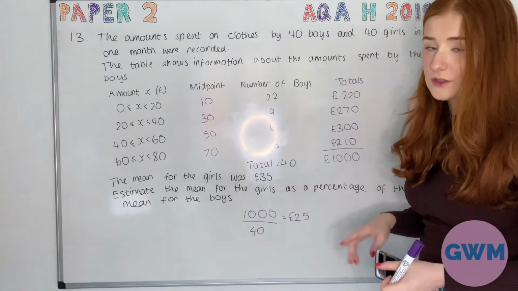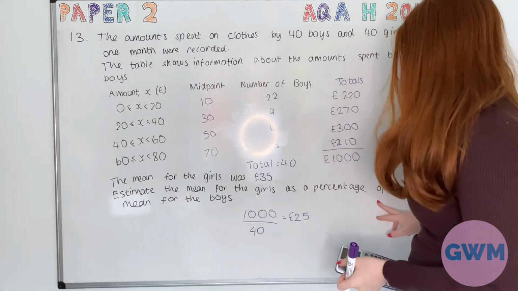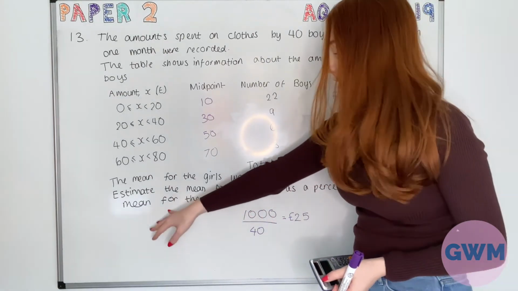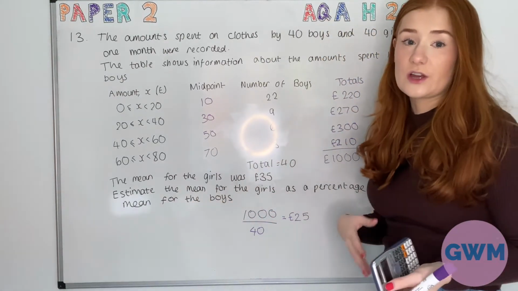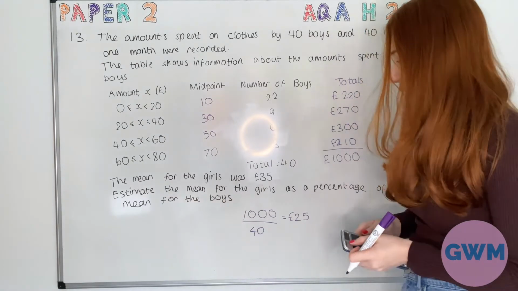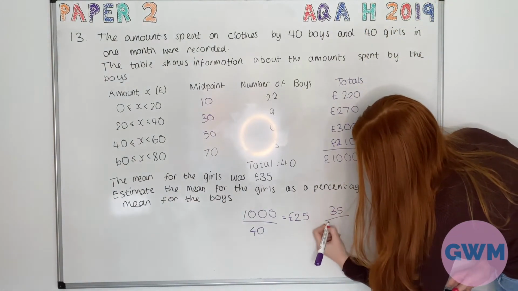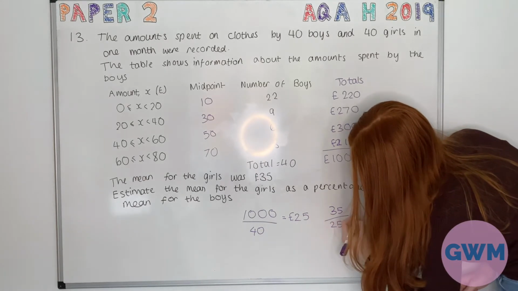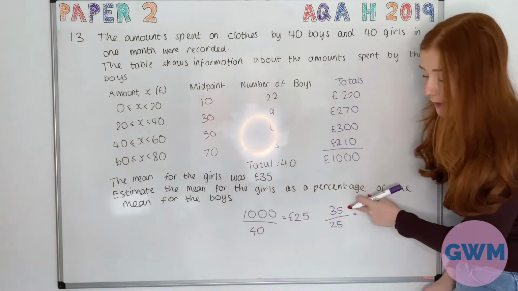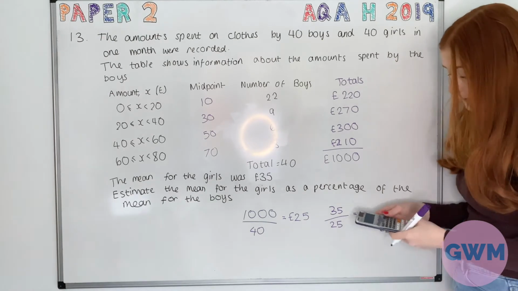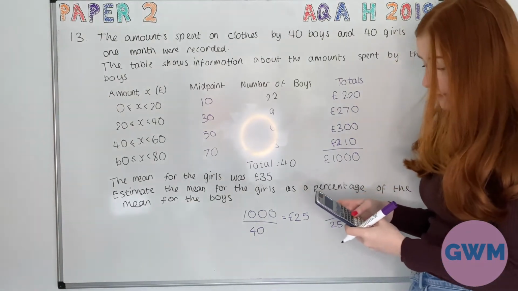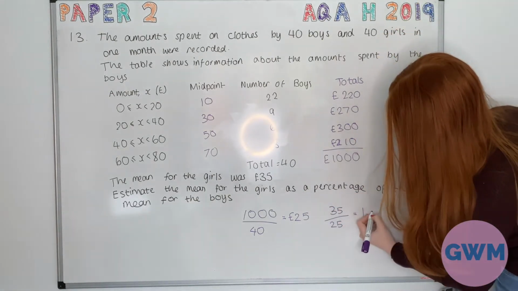We have the mean for the girls at 35, and the final part of the question wants us to do the percentage for the girls as a percentage of the boys. So that means that we want to know the girls' number as a percentage of the boys. So we put the girls' number on the top, which is 35, the boys on the bottom, which is 25. We work that out on our calculator as 1.4.